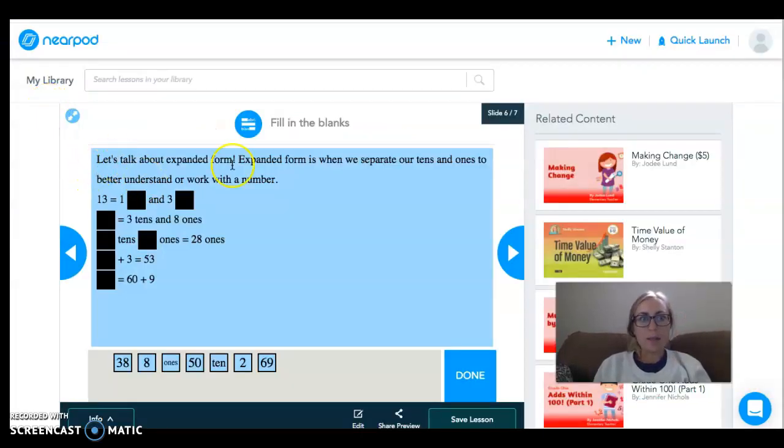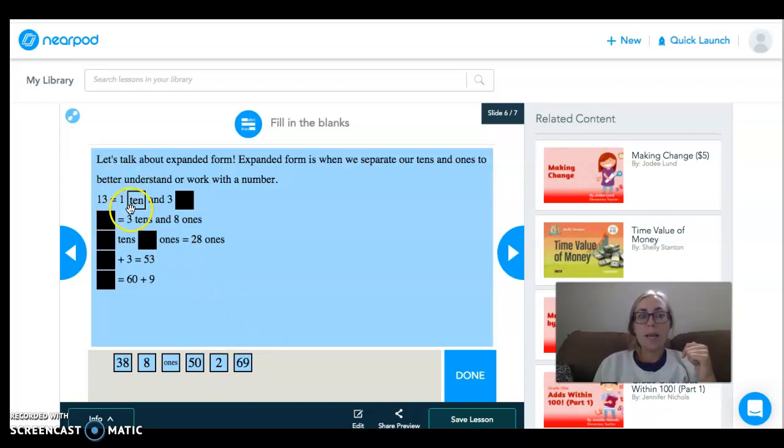Let's talk about expanded form. Expanded form, and I like to do this with my hands because I'm stretching out my number into tens and ones. Expanded form is when we separate our tens and ones to better understand or work with a number. So then it says 13 is the same as 1 and 3. Well, let's see. What is there 1 of in 13? 1 ten. So I'm going to put it there.